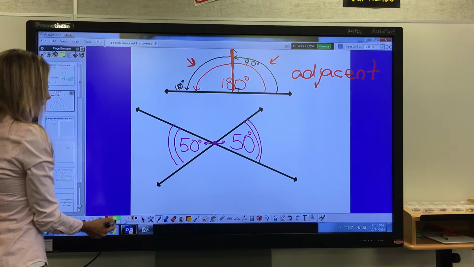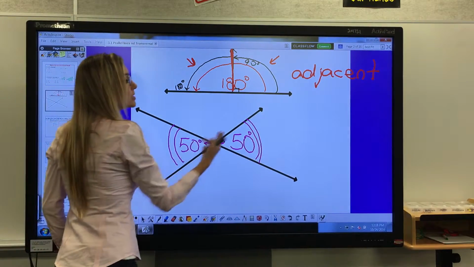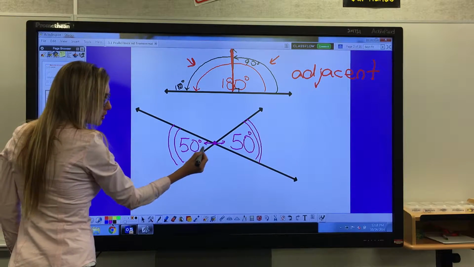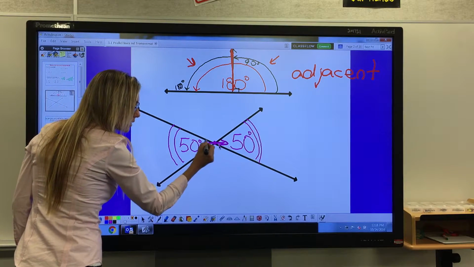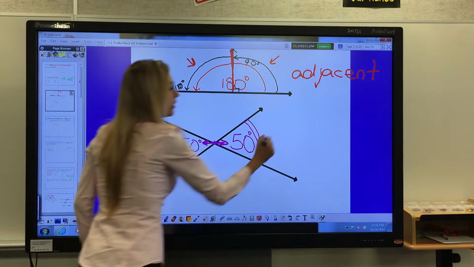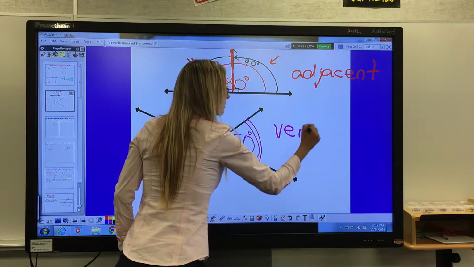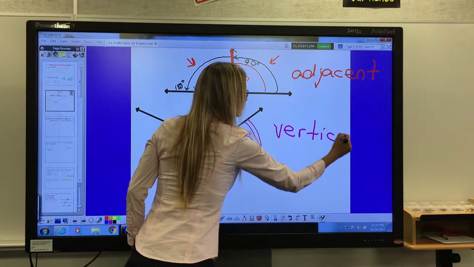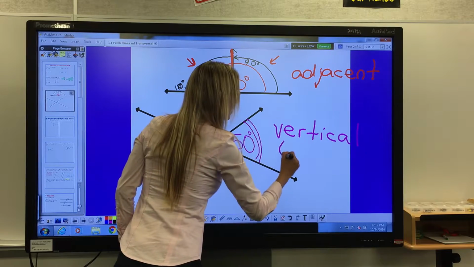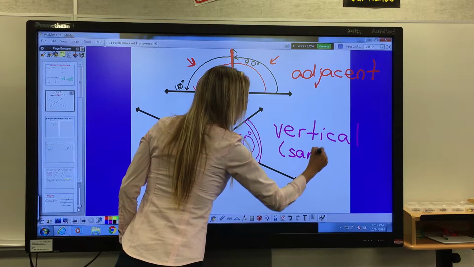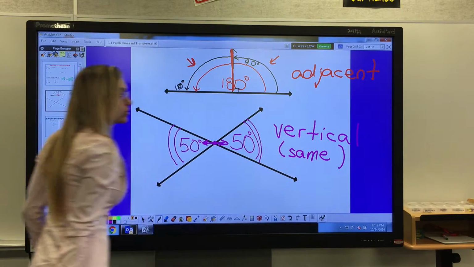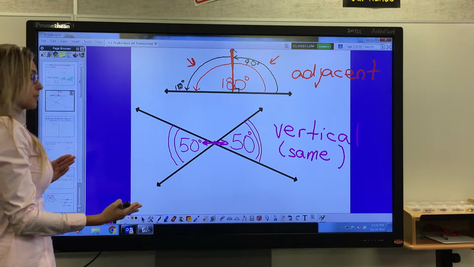Adjacent angles. And these 2, the angles that are across from each other, touch only at a vertex, are called vertical. And they have the same measure. They're same angles. They equal to each other.